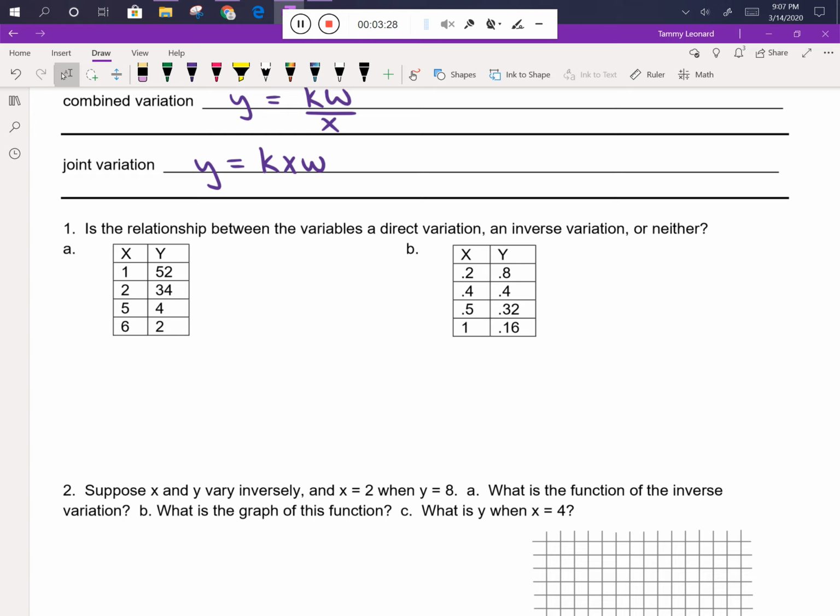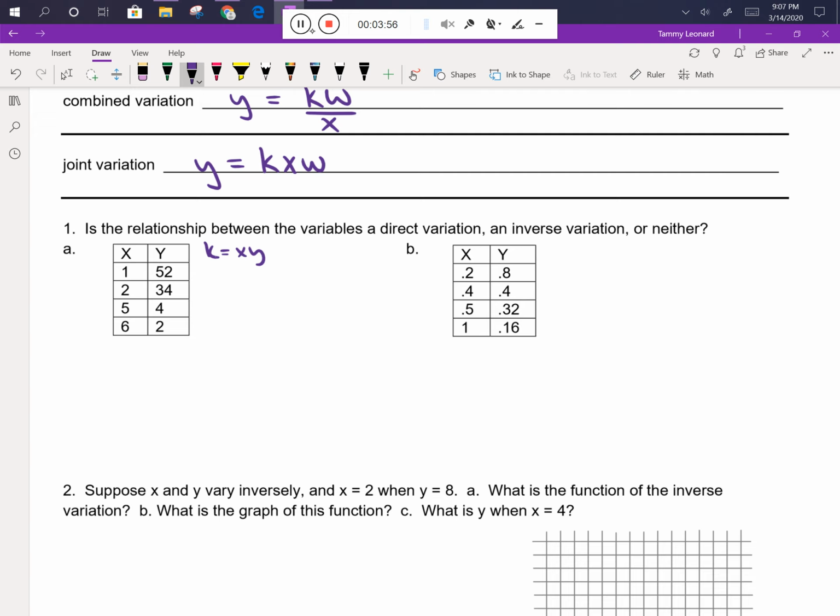Here's what I mean. Look at your x's, 1, 2, 5, 6. They're increasing. Look at your y's, 52, 34, 4, 2. That's decreasing. So the x's and the y's are going in the opposite direction. It's more likely that that's going to be an inverse relationship. So personally, I would start by testing for an inverse relationship. So I'm going to test for k by taking all the x times y's.